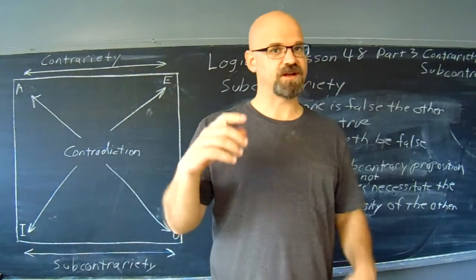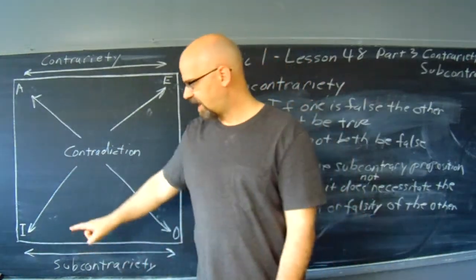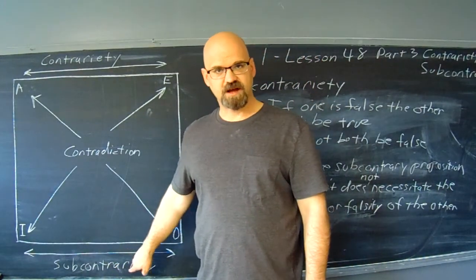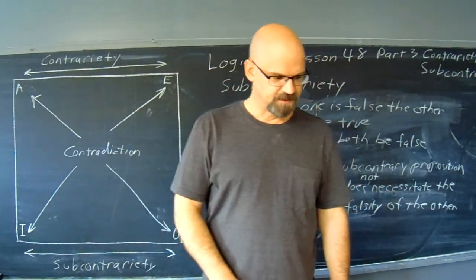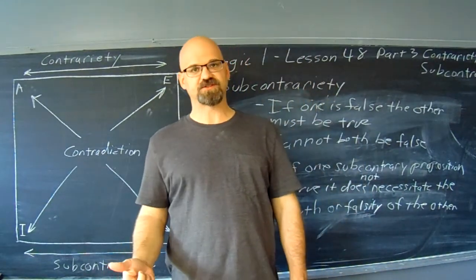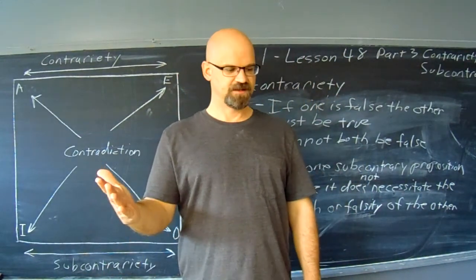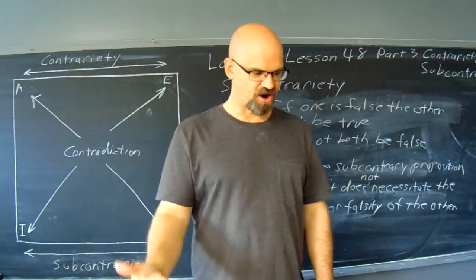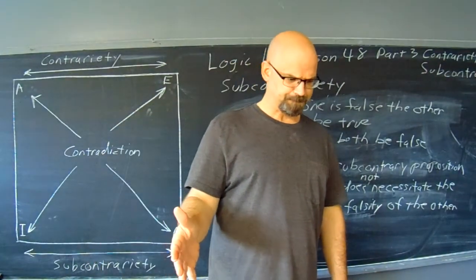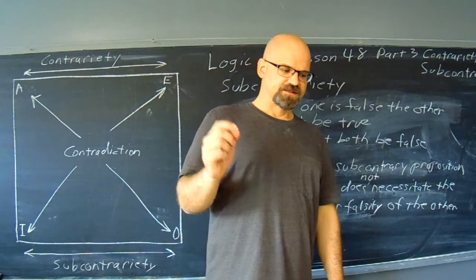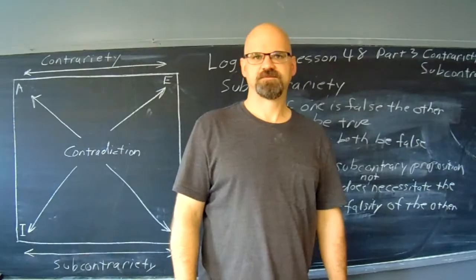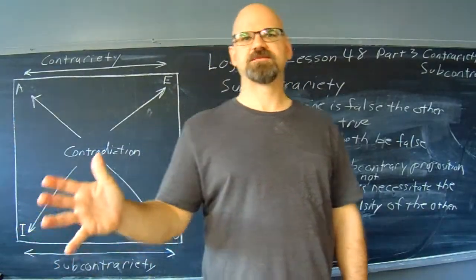So once again, you have what kind of proposition? You're dealing with I and O statements, so that means you have a subcontrary proposition once again. Okay, so if we look at the first statement, some U.S. residents are U.S. citizens, is that true? Yes, absolutely. Some U.S. residents are not U.S. citizens. Is that true? Once again, yes, that is true.